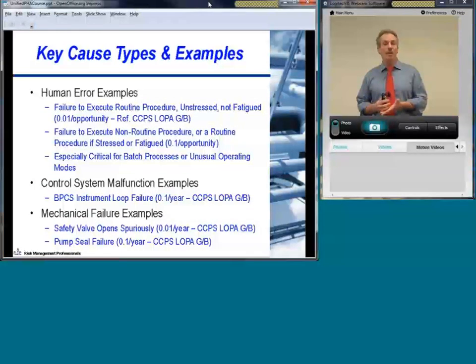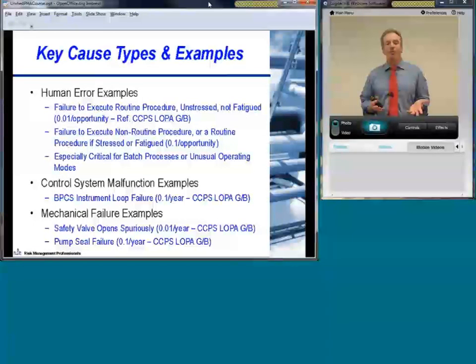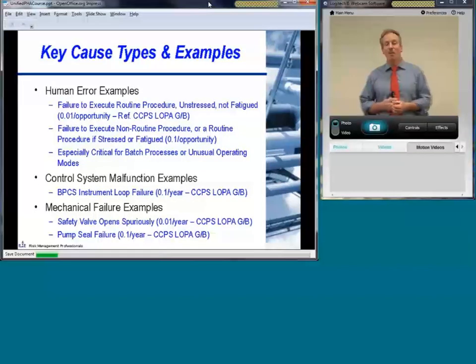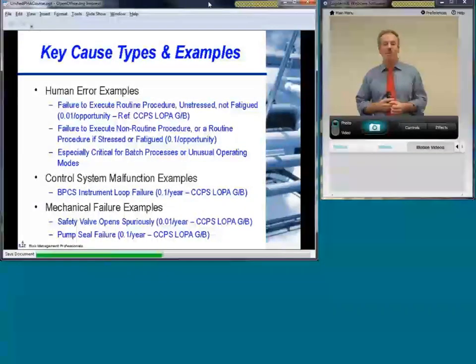I've put some probabilities on this slide also to illustrate how likely some of these things are, based on reference values that are in literature and also reference values taken from the CCPS layer of protection analysis. That's what CCPS, the Center for Chemical Process Safety, layer of protection analysis guidebooks is our key reference point for this. So failure to execute a routine procedure in an unstressed and unfatigued fashion, basically 1 in 100 per opportunity of not doing it correctly. The second bullet, failure to execute non-routine procedures, or a routine procedure if stressed or fatigued. Basically, you can get a factor of 10 more likelihood of failure because of the stress factors, the fatigue factors, or basically if they're not executing the procedure on a routine basis.